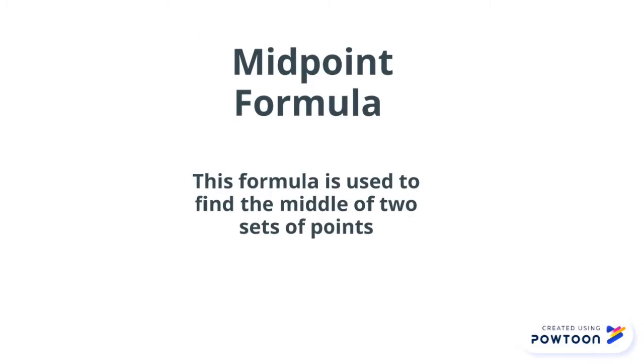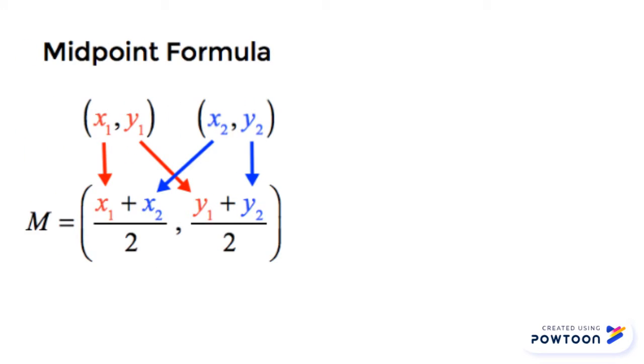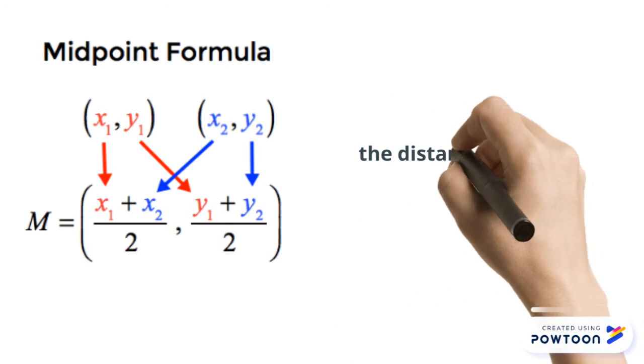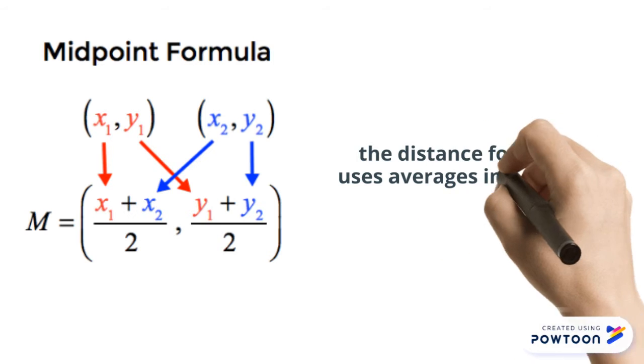So the midpoint formula is a formula that is used to find the middle of two sets of points, and it's actually what we're going to be going over next. The midpoint formula uses averages of these two points to find us the perfect middle point, and once again, rather than doing it step by step, we're doing it all at once.